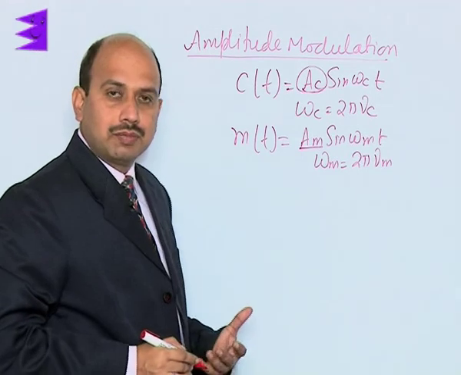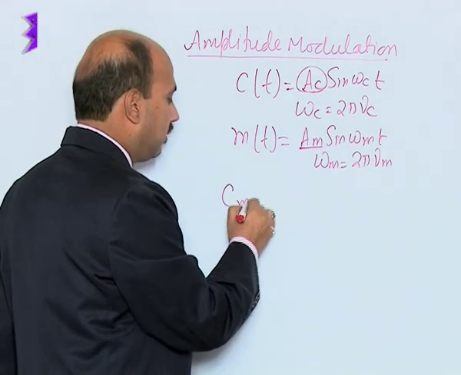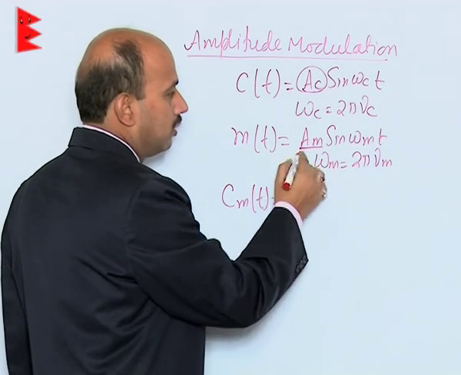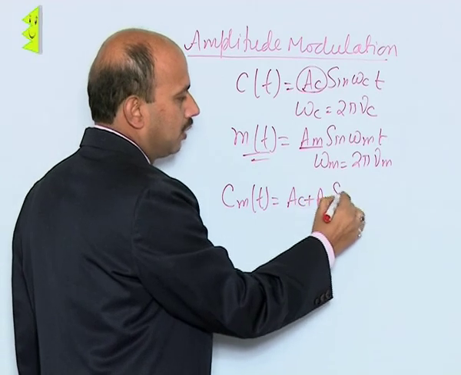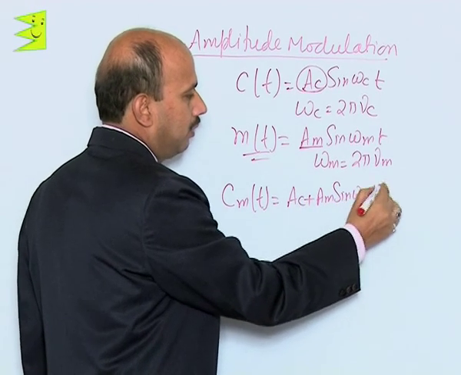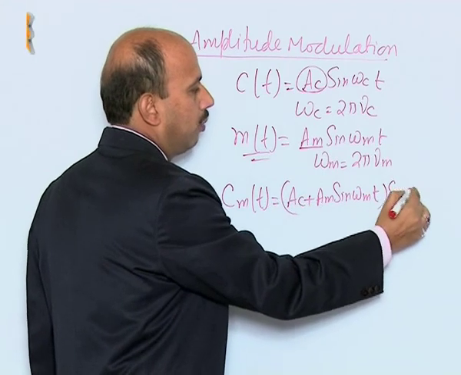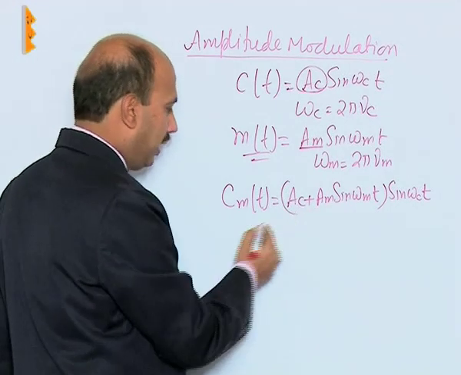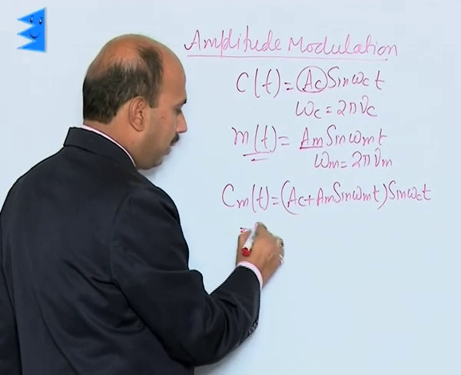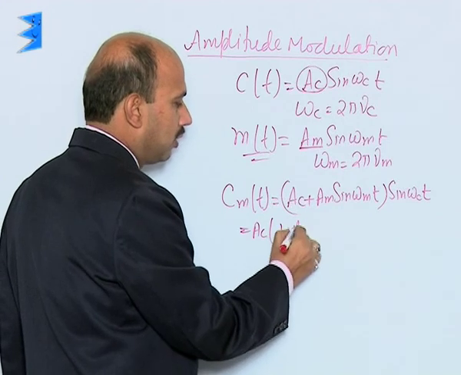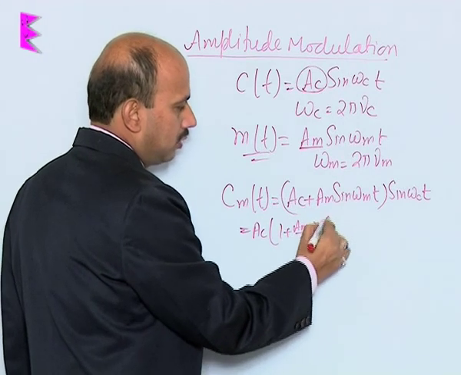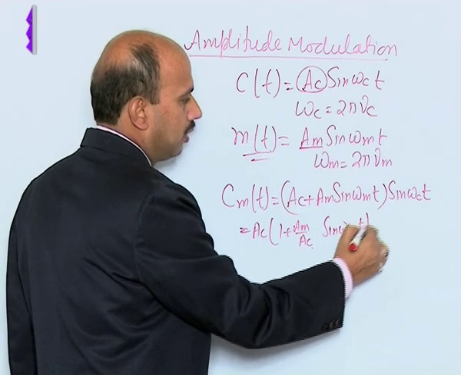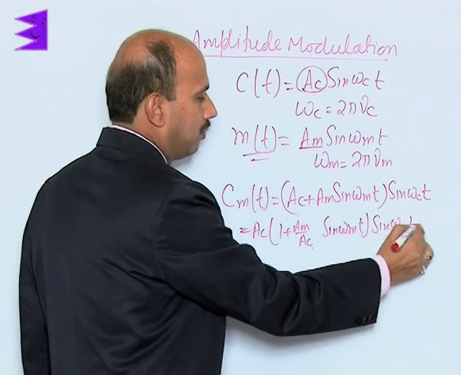When you are modulating them, we can get the equation for the modulated signal, that is c_m(t) is equal to Ac plus m(t), that is Am sin omega m t, into sin omega c t. Now see here, we can take Ac common. So if we take Ac common, we will be getting 1 plus Am upon Ac sin omega m t into sin omega c t.